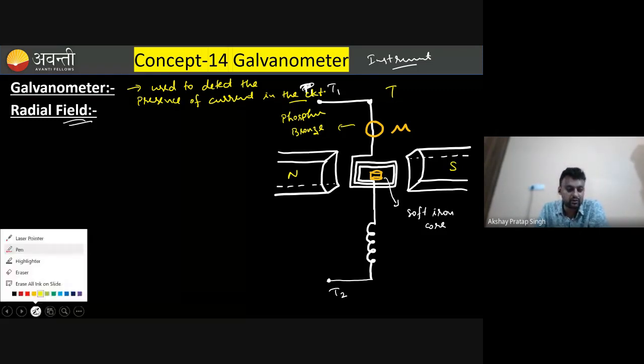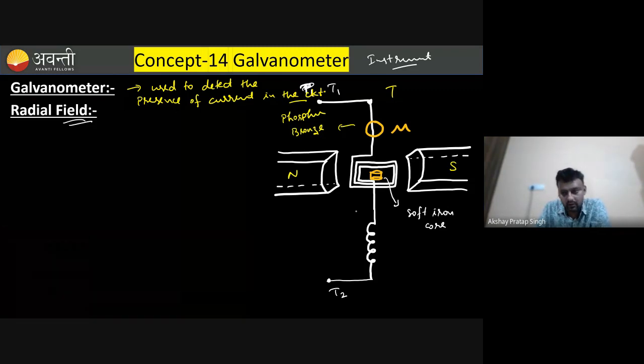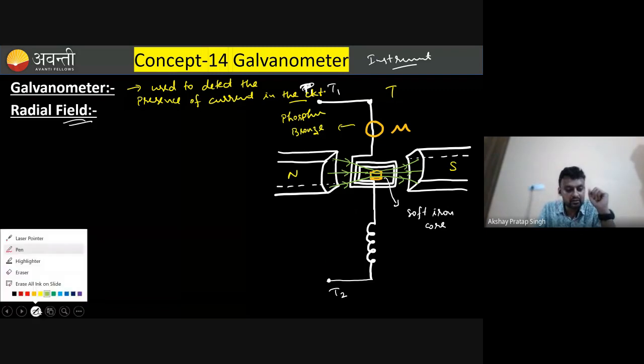So the field lines will look something like this, I can draw. They will look like that. These field lines will be directed from the north pole to this ferromagnetic material, and from this ferromagnetic material to the south pole, like this. And in the whole scenario, what is the benefit of this radial field? So let's talk about the benefit of this radial field.